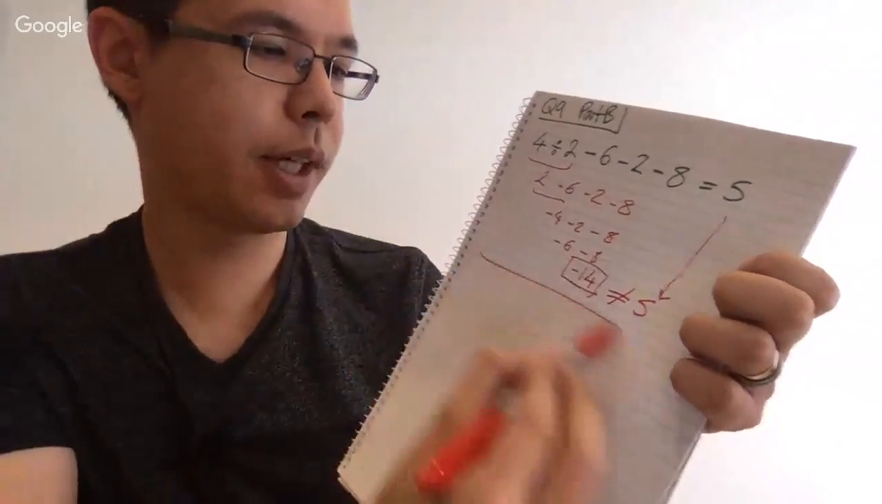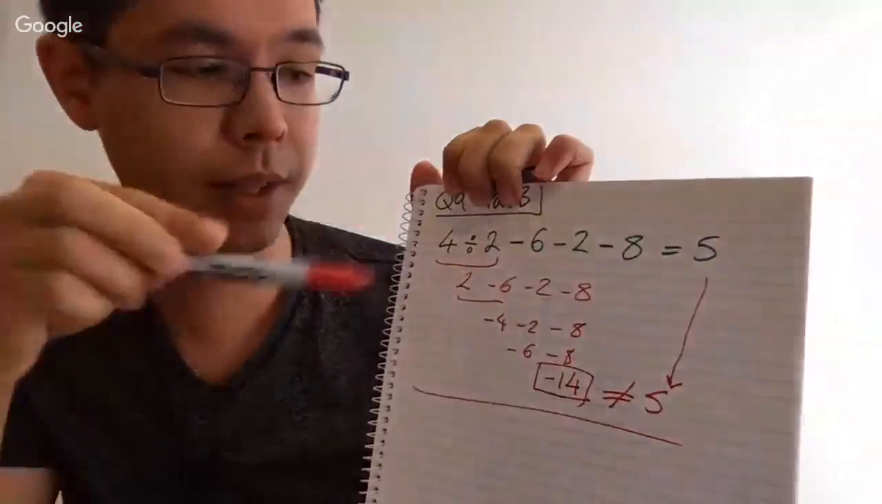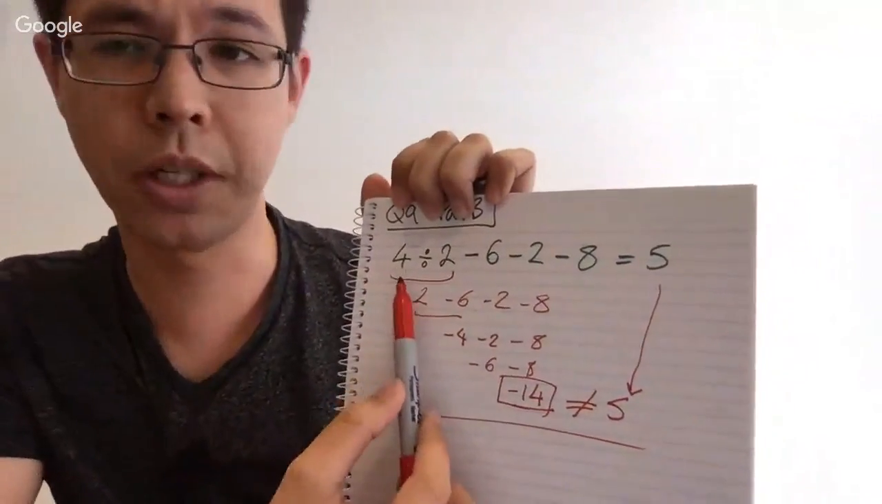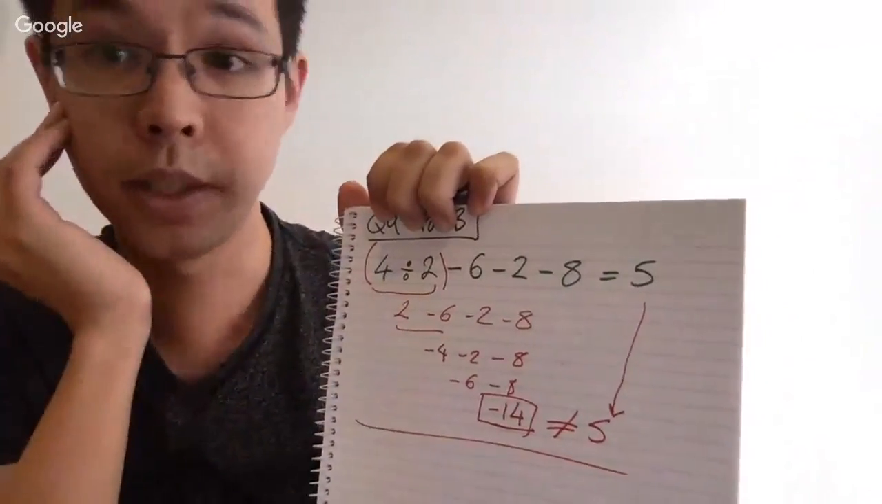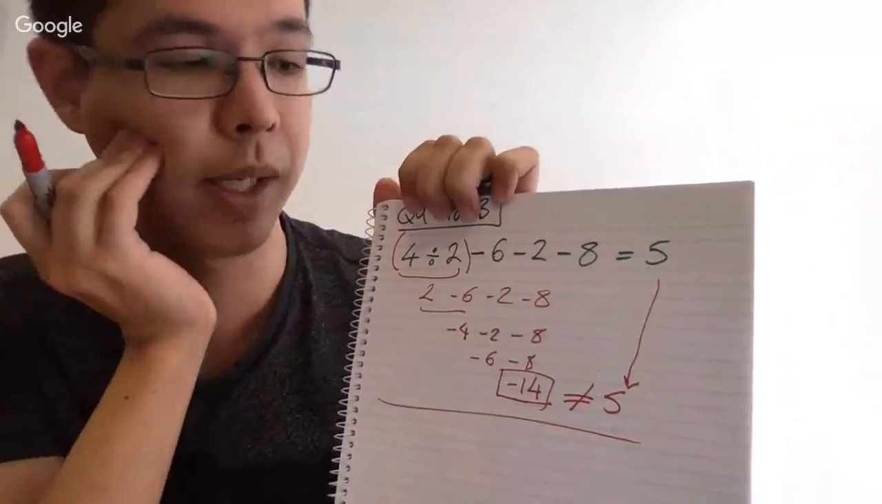If I try and just slap on some brackets somewhere in the problem, the only advice I can give you is that there's no point in putting brackets around where the BODMAS rule says we should start anyway. There's no point in putting brackets here because that's just going to be the exact same answer, because we have to start here anyway.